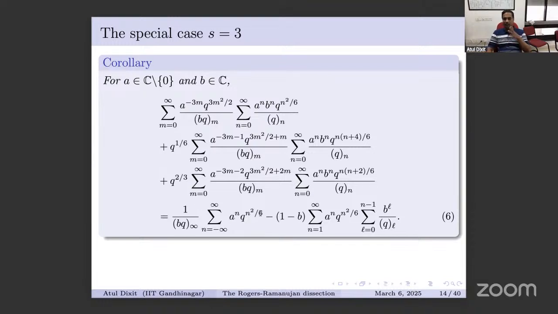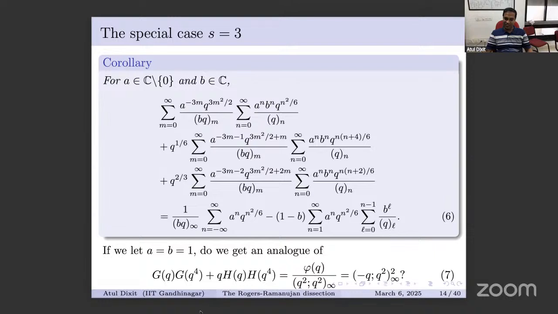And now the natural question that comes up in our mind is, does there exist an analog of the modular relation between G and H that we have here? So this is for S is equal to 2 when you put A and B both as 1. If I'm putting A and B both as 1 in here, do I get this self-similarity sort of thing, which is a modular relation?